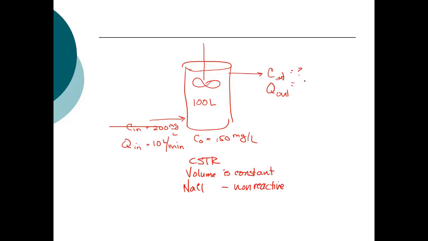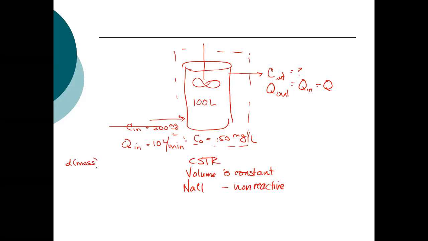And let's say Q out equals Q in equals Q. So let's write a mass balance. Here's our system boundary, so the control volume is inside that boundary. So we have the change in mass with respect to time is equal to the mass rate in minus the mass rate out, and we don't have a reaction term. So volume is constant, so we can write the expression.